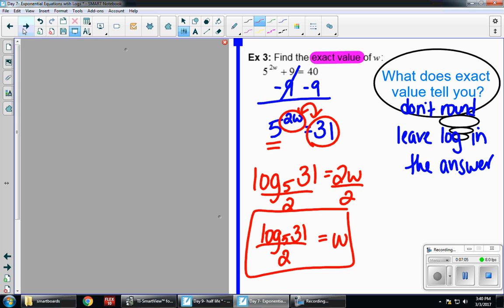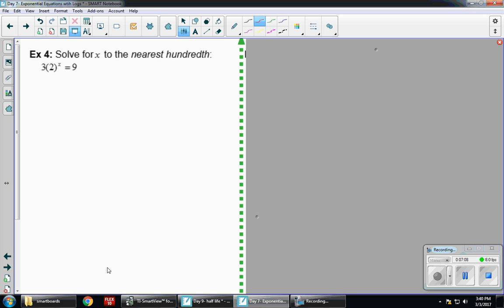Okay, let's look at another one. Solve for x to the nearest hundredth. So once again, nearest hundredth means I'm rounding, which means I'm typing in my calculator. 3 times 2 to the x equals 9. I want to isolate the base, meaning that 2 needs to be by itself. You cannot multiply here. Please be careful. What I need to do is I need to divide on both sides. So 2 to the x equals 3. Now my base is isolated.